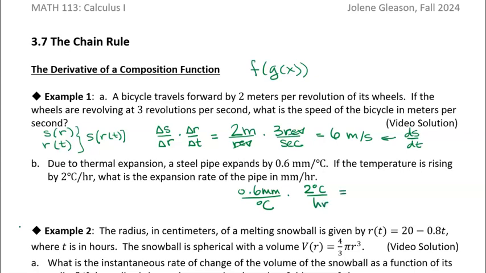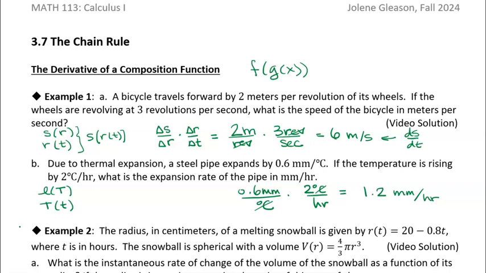And then you can see the degrees C effectively cancel, and we end up with 1.2, and the units will be millimeters per hour. So we took two rates and multiplied them together to get a new rate. And again, the length of the pipe is a function of temperature. I'll say capital T for temperature. And then we have the temperature as a function of time, capital T for temperature, lowercase t for time.